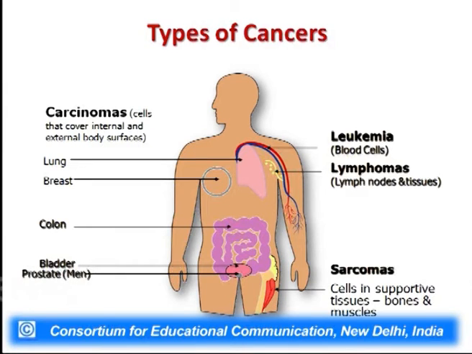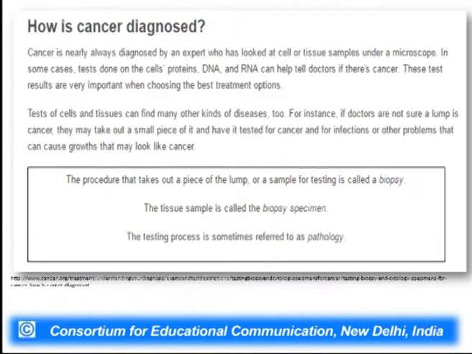Now, if we look at the positioning of these types of cancer, carcinomas are generally mutations which occur in the cells that cover the internal or external body surfaces, which includes lung, breast, colon, bladder, prostate cancer. The other cancer is leukemia, which involves the blood cells, then the lymphomas, which involve the lymph nodes and tissues, and the sarcomas, which involve the cells in the supportive tissues, bones and muscles.